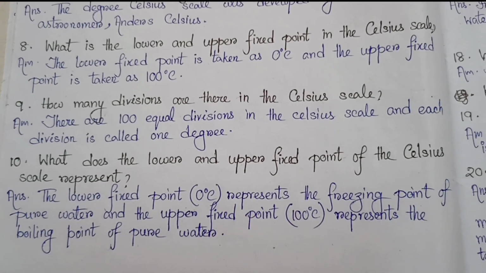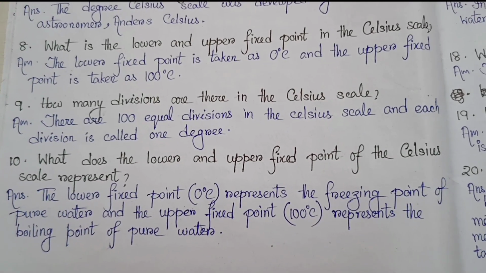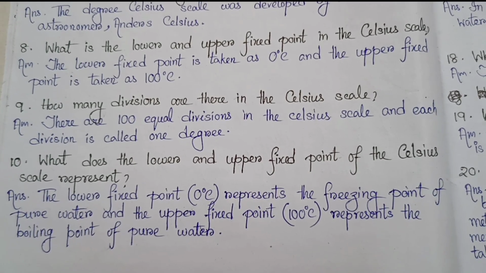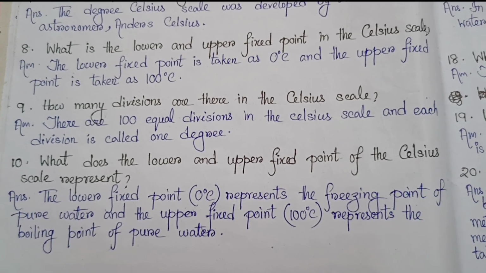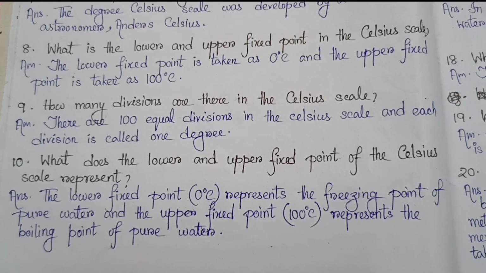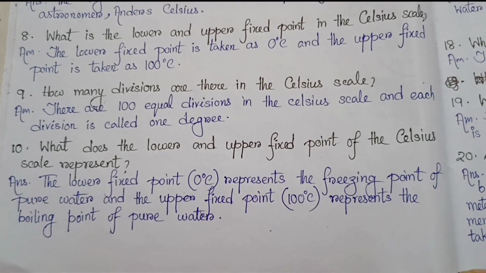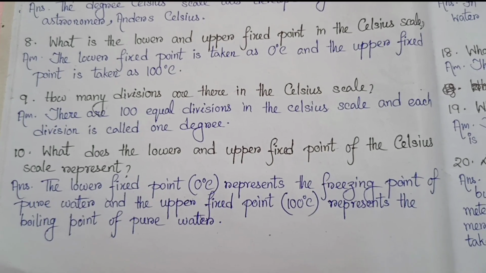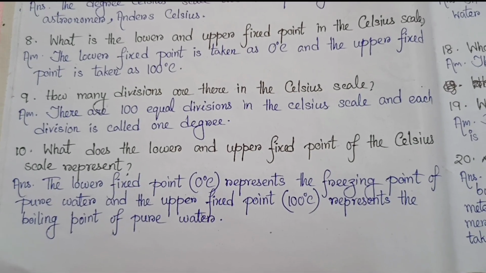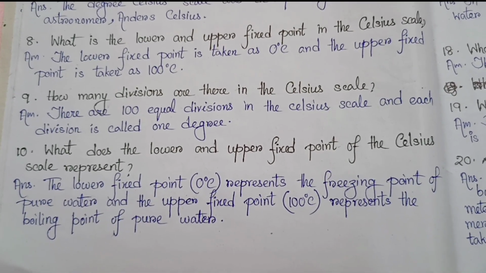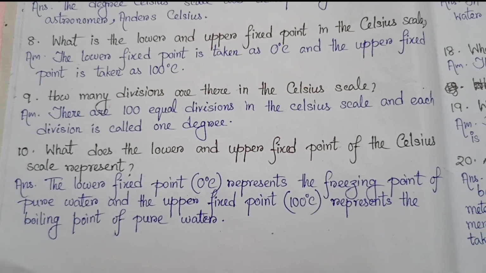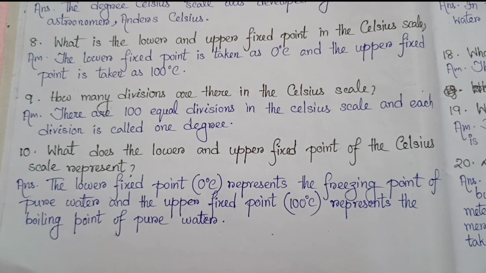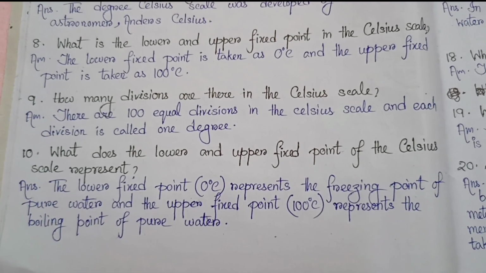Number 9. How many divisions are there in the Celsius scale? There are 100 equal divisions in the Celsius scale and each division is called 1 degree. Number 10. What does the lower and upper fixed point of the Celsius scale represent? The lower fixed point, that means 0 degrees Celsius, represents the freezing point of pure water and the upper fixed point, 100 degrees Celsius, represents the boiling point of pure water.